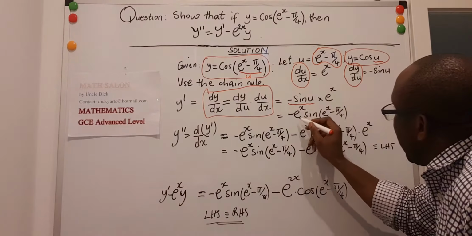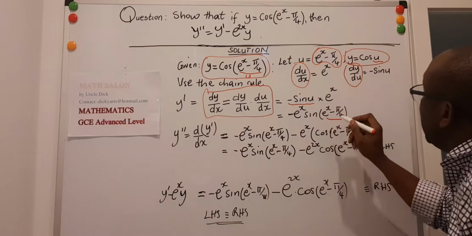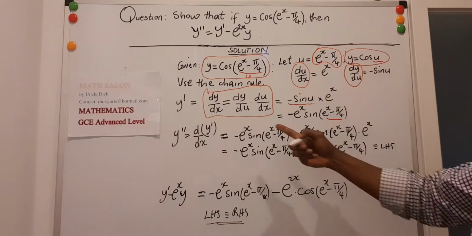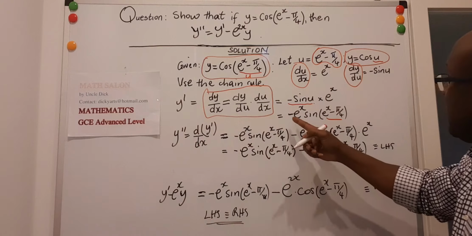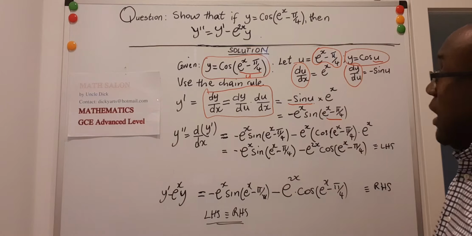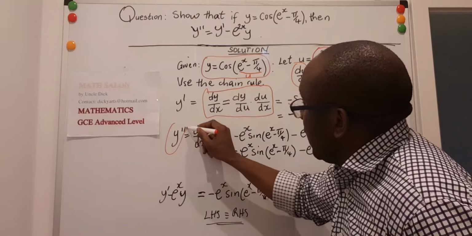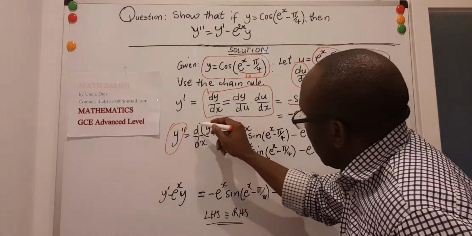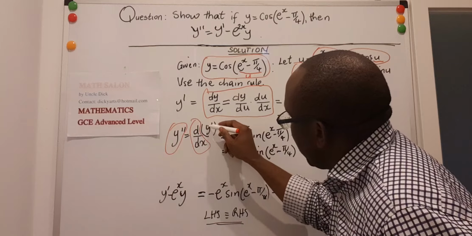So e to the x minus e to the x sine, I replace the u here with what I actually used. So it means my first derivative is minus e to the x sine of e to the x minus pi on 4. The second derivative is just another derivative of the first one. So this is a derivative of the first one.